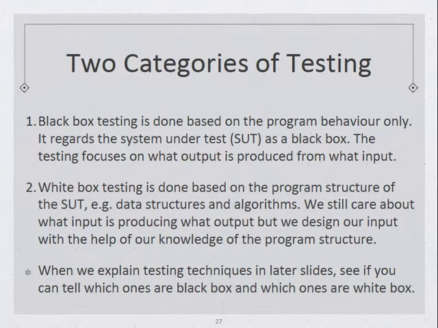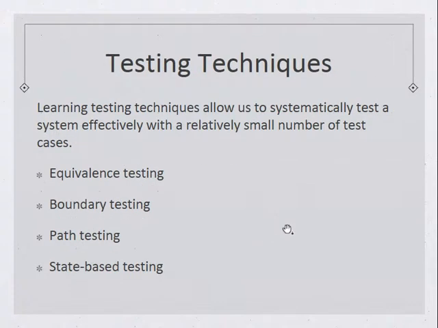Okay, and we told you that there are two main categories of testing. There's black box testing, where we only focus on what input data produces what output data, and that's black box. But with white box, we try to look inside the program to see the program. So we would look into that today. So that's our review for last week.